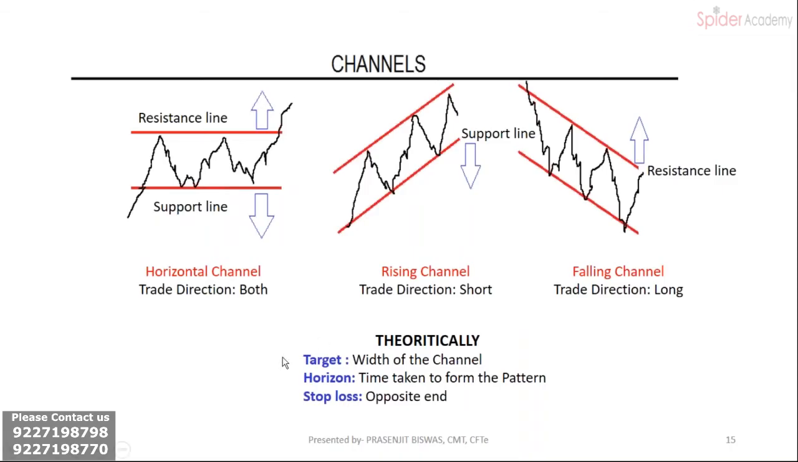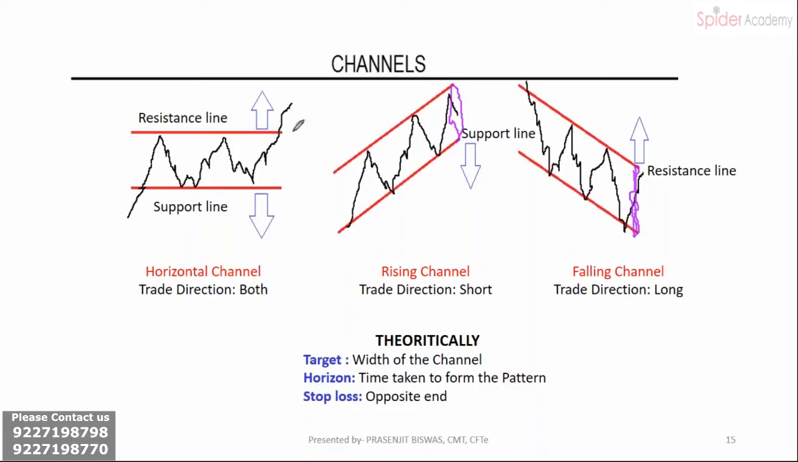So for example, in case of a rising channel, as I said, the trigger point would be the break below the support trend line of a rising channel, and the breakout from a resistance line of a falling channel, right? And the theoretical target is the width of the particular channel. So what do I mean by the width? The distance between the upper and the lower resistance line at the time of the breakout. So ये जो channel का जो thickness है, this is what becomes your target.